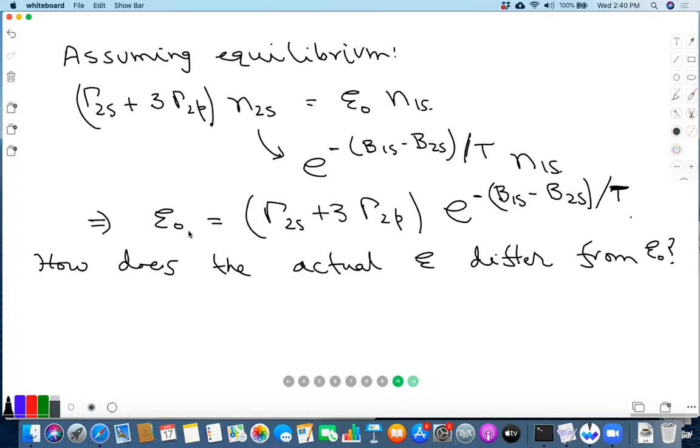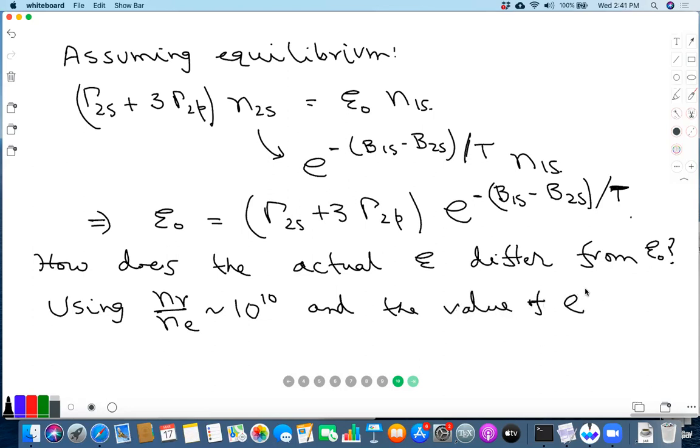So remember that E naught is calculated assuming the system is in thermal equilibrium. That means that the bath is infinitely large. Now, if you use the fact that n gamma over Ne is of order 10 to the 10, and the value of e to the minus (B1s minus B2s) by T, okay, so this is a suppression factor that tells us how many thermal photons are there of this energy.